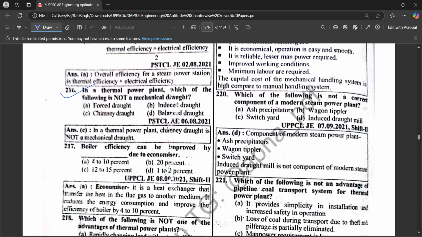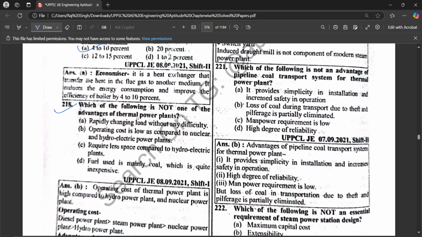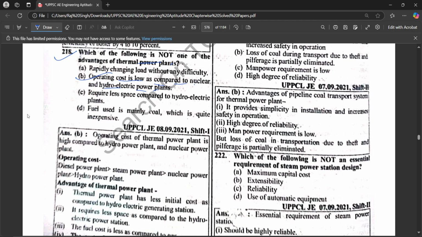In a thermal power plant, which of the following is not a mechanical draft? Chimney draft. Boiler efficiency can be improved by 4 to 10% due to the economizer. Which of the following is not an advantage of a thermal power plant? Operating cost is low as compared to nuclear and hydro power plants.